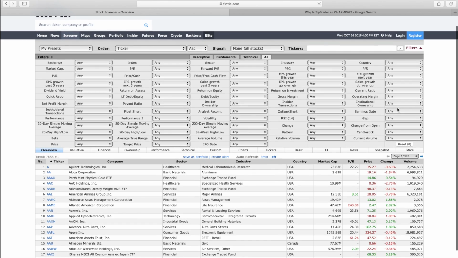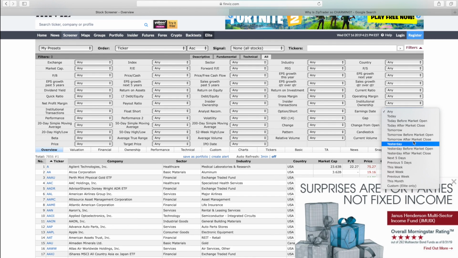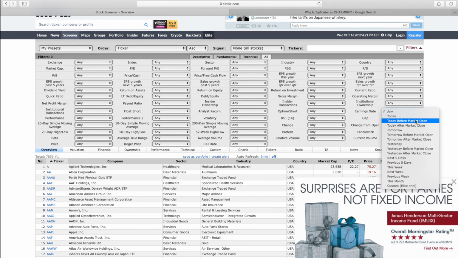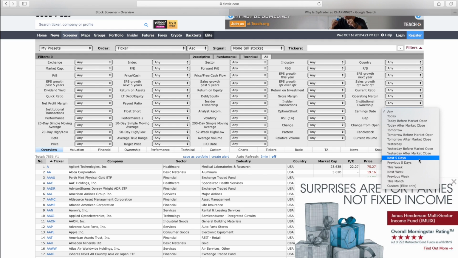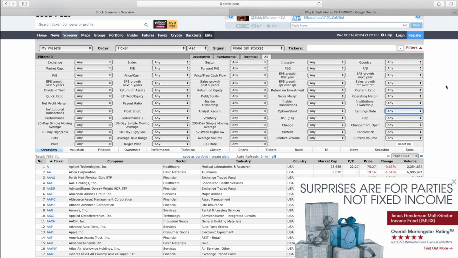You can also adjust for earnings. If you want to find an earnings date, we have great opportunities for that. You can find the ones that are today before market open, today after market close, tomorrow, and so forth over the next 5 days. This is a great feature. I've covered this in a previous video, but this is a great feature to have because you can find all the earnings plays. Another thing that we like to look for is industries, right?